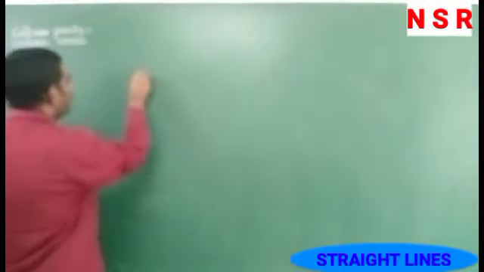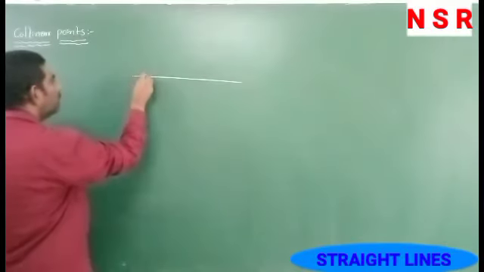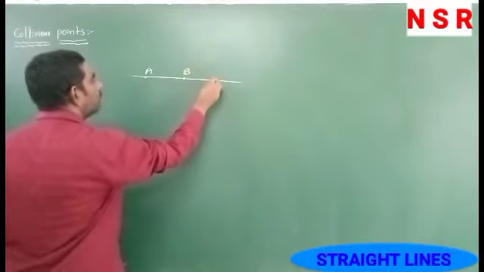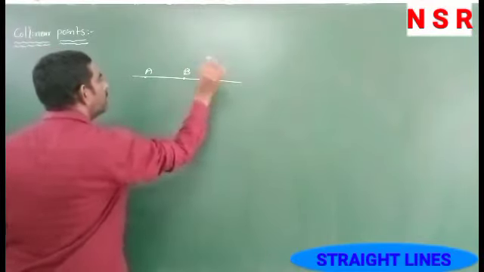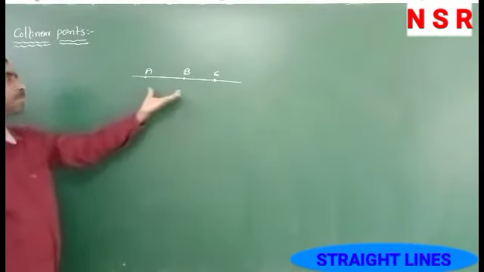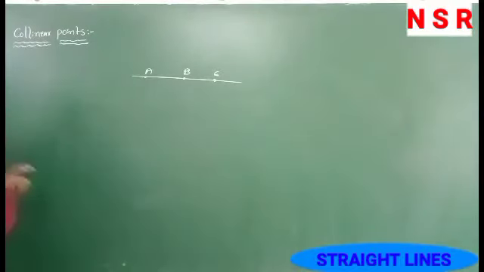So next one is collinear points. What is the definition of collinear points? Three or more points lie on the same line. For example, here A, B, C are three points, and these three points lie on the same line. So when three or more points lie on the same line, those points are called collinear points. How do we find whether the given points are collinear? We have some conditions. If the area of the triangle equals 0, then the given points are collinear points.